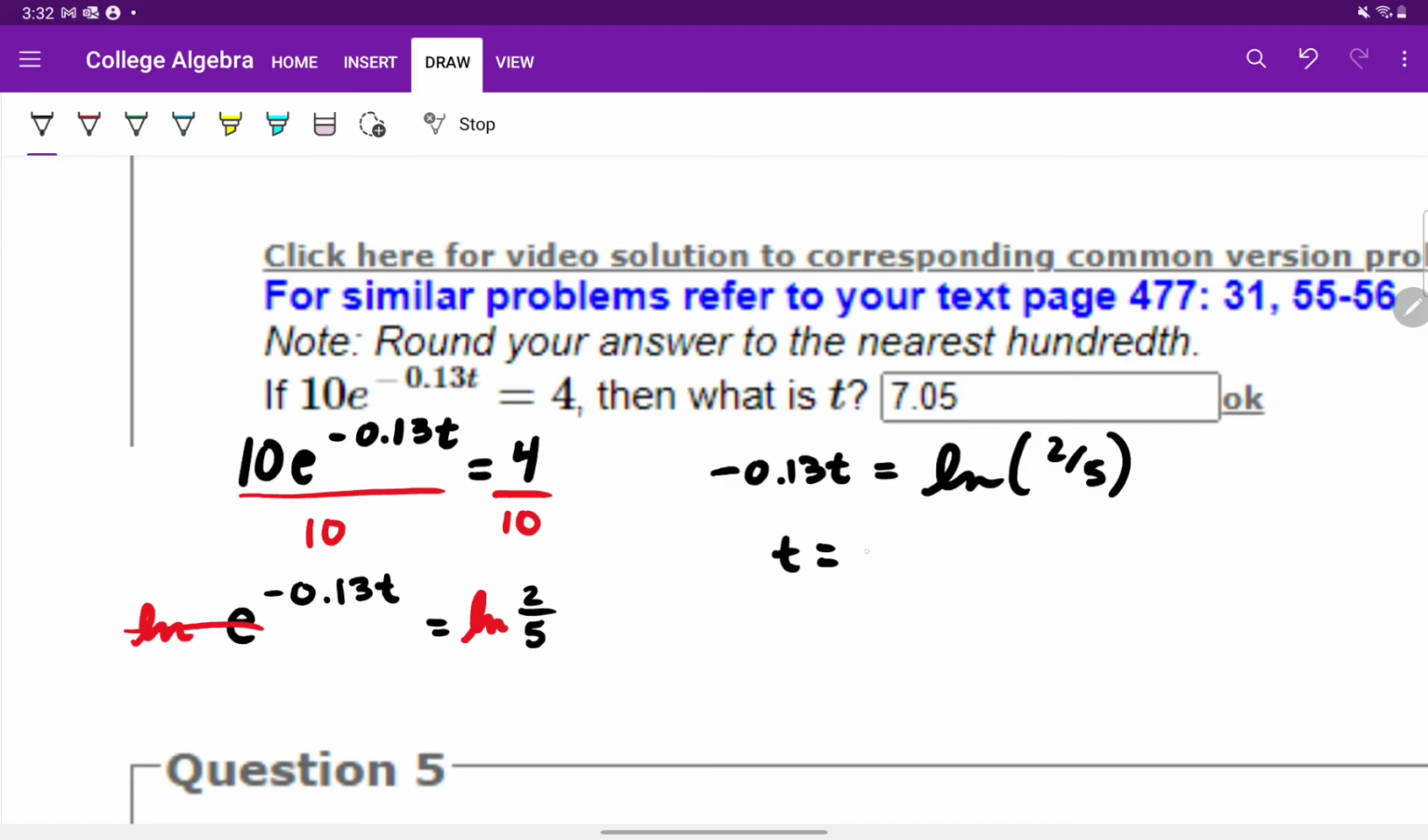So when we go to type this into a calculator, we'll type in natural log, parentheses, 2 divided by 5, close parentheses, divided by negative 0.13. There we go. And this should get you the answer, t equals 7.05-ish.